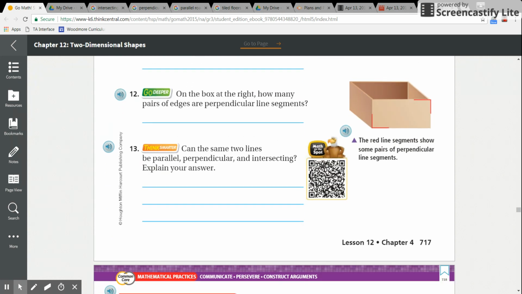All right. And then if you get finished with that, 12 and 13, on the box at the right, how many pairs of edges are perpendicular line segments? All right, so think about the entire box. Now we're talking about a three-dimensional shape. And number 13, can the same two lines be parallel, perpendicular, and intersecting? Explain your answer. Then later on in the lesson, we will click on that and we will watch Professor Berger possibly answer that.